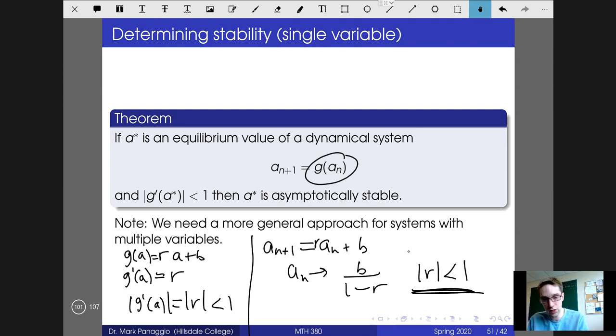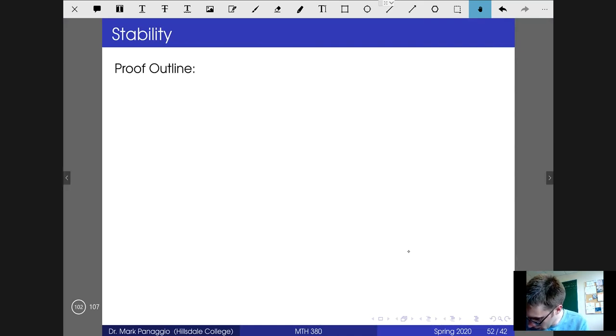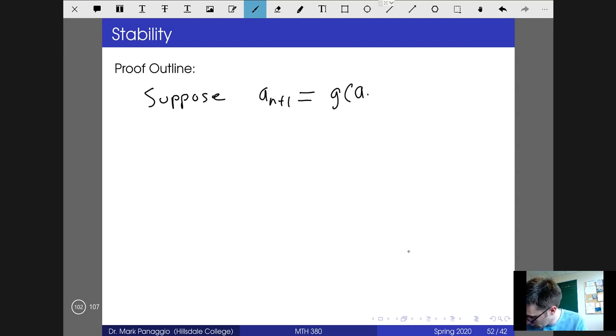All right, so this condition does match up with what we know about linear systems, but we can also apply it to nonlinear systems. And to understand why this works for nonlinear systems, we're going to outline the basics of a proof. All right, and so suppose that a_{n+1} is equal to g of a_n.